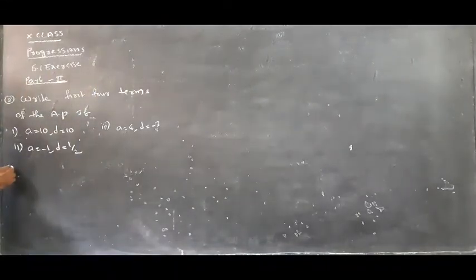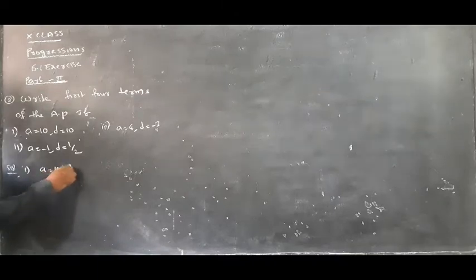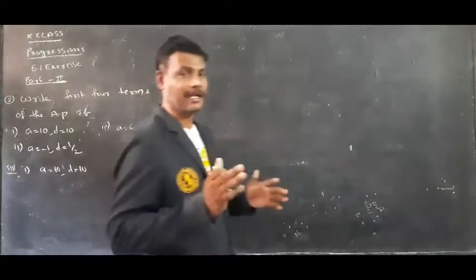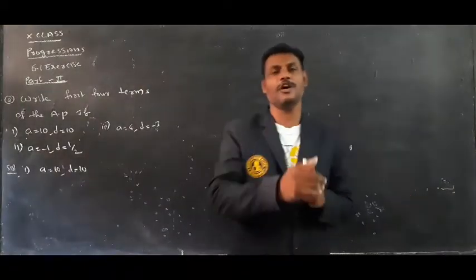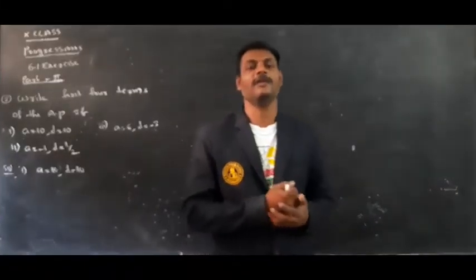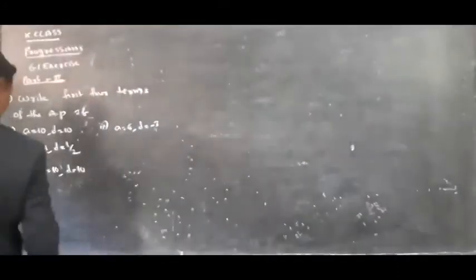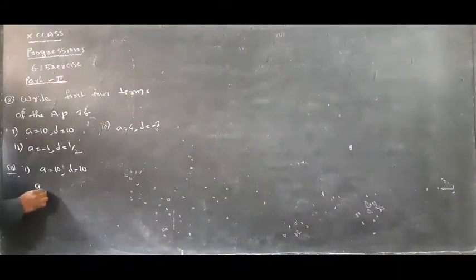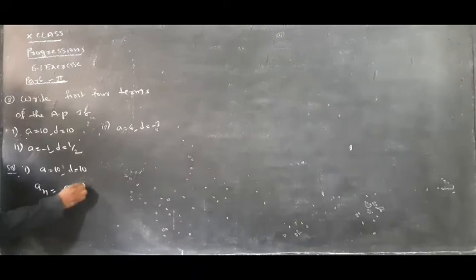See the solution. In the first question, what is A? A is equal to 10 and D is also equal to 10. Yesterday I explained how to write any term of an AP. First you have to know the nth term of an AP. What is the formula to find the nth term of an AP? An is equal to A plus n minus 1 into D.